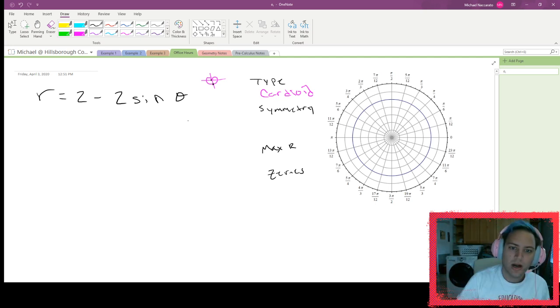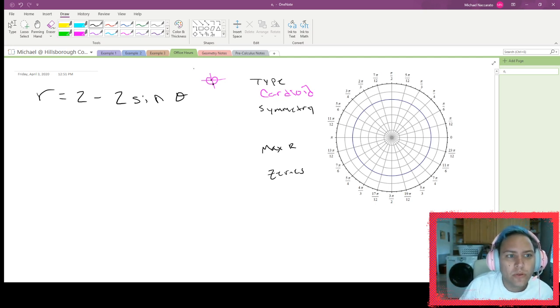Okay, so symmetry-wise. Now that we know what these graphs look like, symmetry should be pretty easy for us. I can see that this looks like it's symmetrical over theta equals pi over 2, right? I can see that.